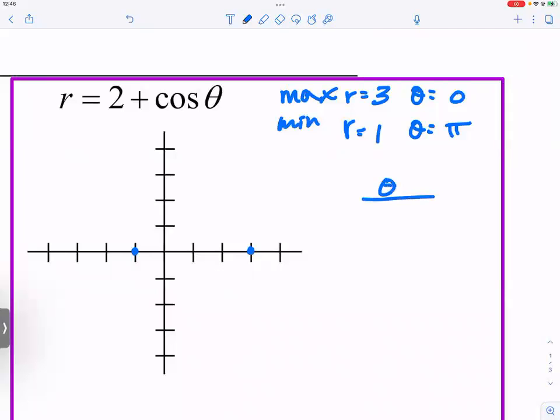Now, other values of concern would be when theta is pi over 2 and 3 pi over 2. Those are easy values. Cosine will be just 0 for those two theta values. So you have this. So what kind of shape is this?